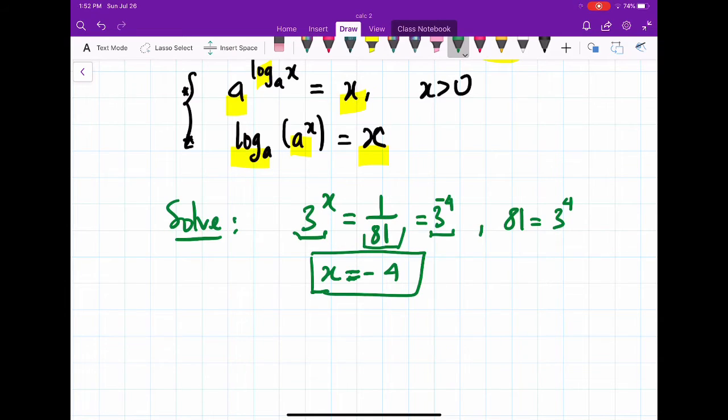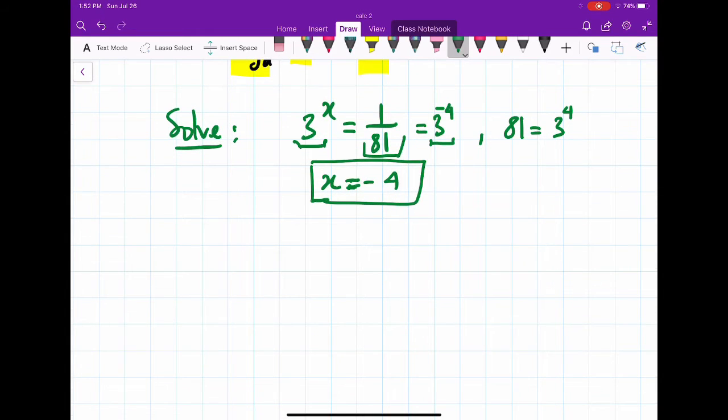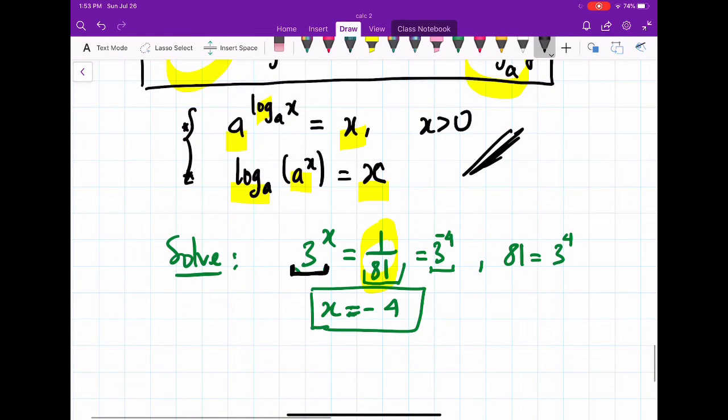So you got x equal to negative 4. But in general, if we don't have 1 over 81 right here, we need to apply the logarithmic function, because here you have an exponential function, right? We want to cancel them out. If you have an exponential function, you apply the logarithmic to cancel that out, like this.